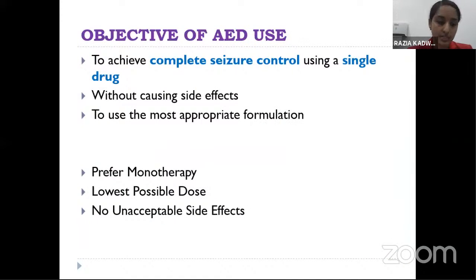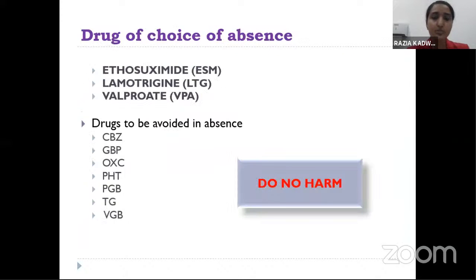So whenever you start a child on anti-epileptic drug, remember our aim is to achieve complete seizure control by using minimum medications. Always prefer monotherapy, give the lowest possible dose, and try that the patient does not have any unacceptable side effects. So for the index patient, we know we are dealing with absence seizures.